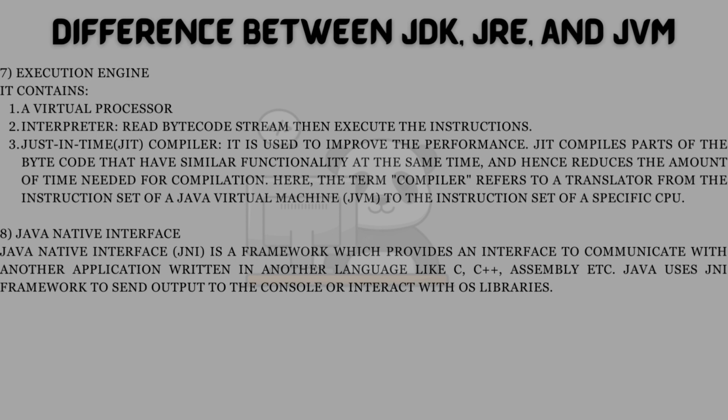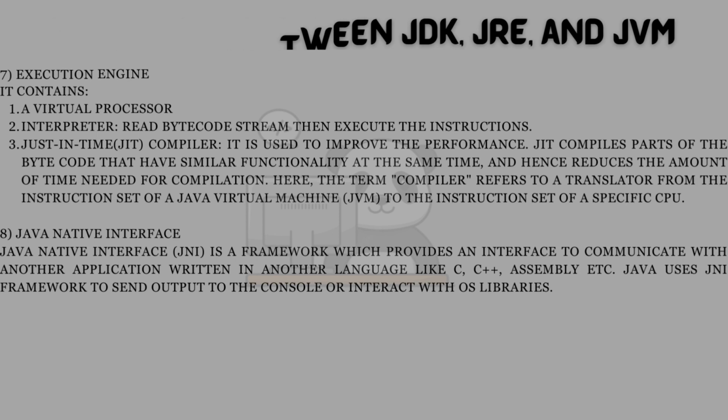JIT compiles parts of the bytecode that have similar functionality at the same time, and hence reduces the amount of time needed for compilation. Here, the term compiler refers to a translator from the instruction set of a Java Virtual Machine (JVM) to the instruction set of a specific CPU. 8. Java Native Interface. Java Native Interface (JNI) is a framework which provides an interface to communicate with another application written in another language like C, C++, assembly, etc. Java uses the JNI framework to send output to the console or interact with OS libraries.